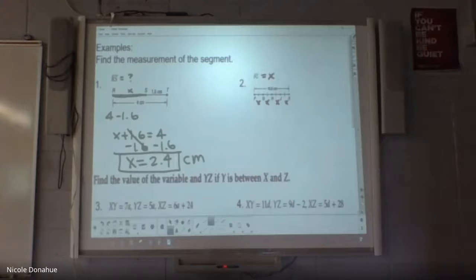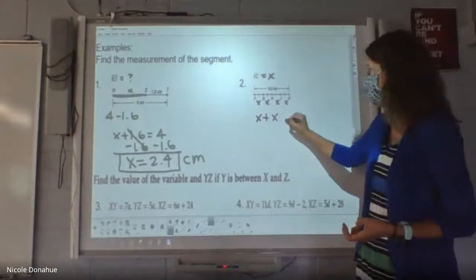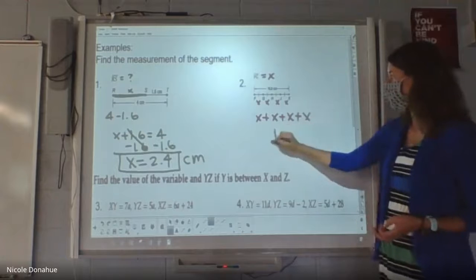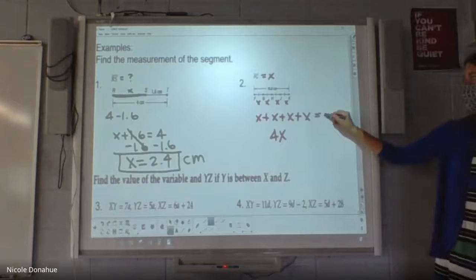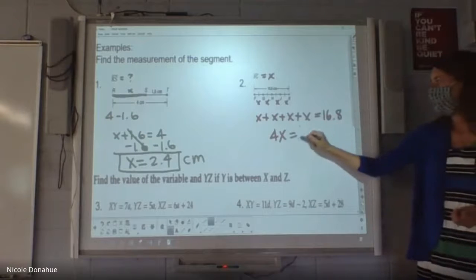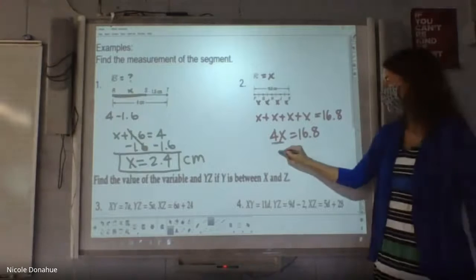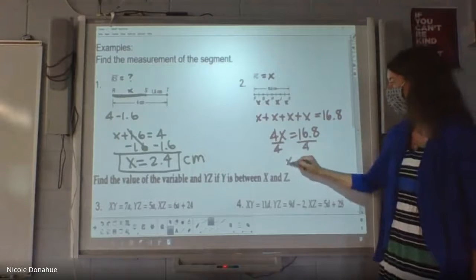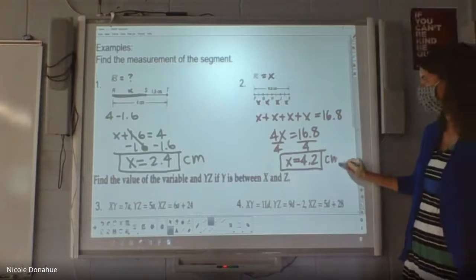4. So how can I write that algebraically? 4x. So there's 4 little x's. You can either say I'm going to add them all together, or I can just call it 4x. And what does the whole thing equal? 16.8. So to find out x, what am I going to do? Divide by 4. So x ends up being 4.2, and again, it's centimeters.